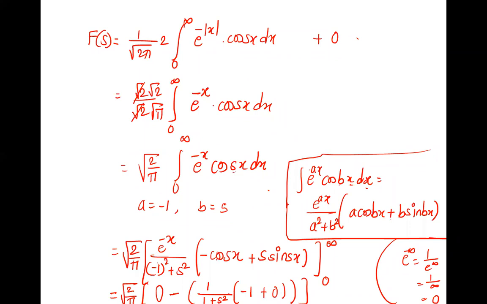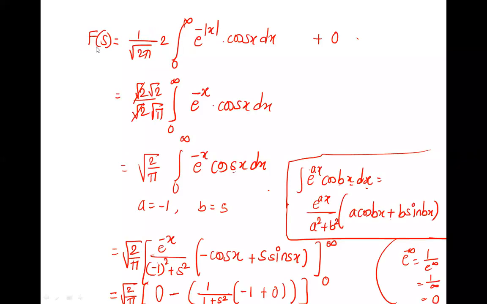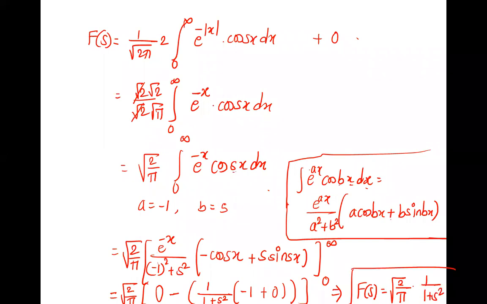So write the final answer. This is minus and this is minus, so plus 1 upon 1 plus s square. This is your required Fourier transform. So your answer finally is f of s is equal to root 2 by pi into 1 upon 1 plus s square. Done.